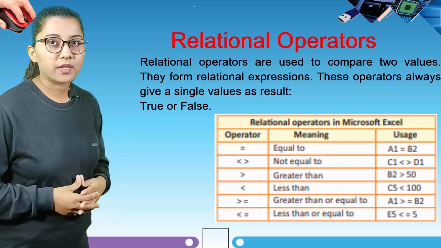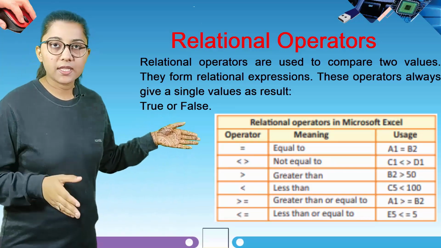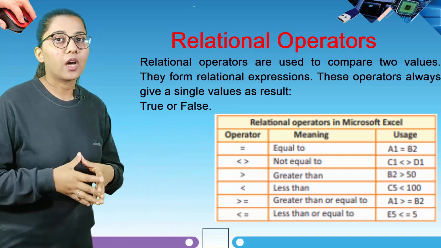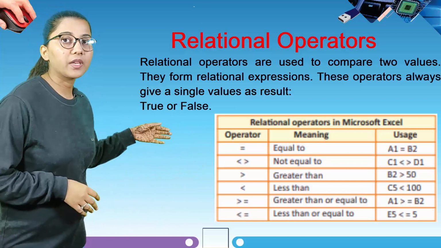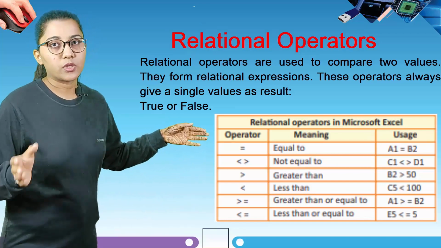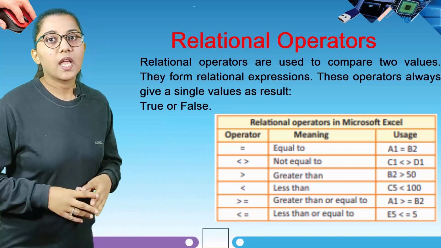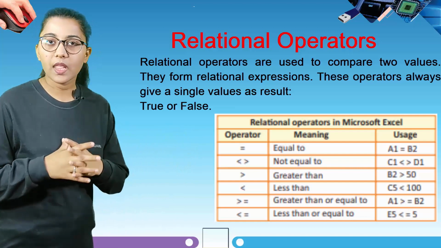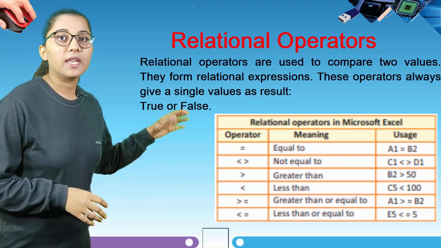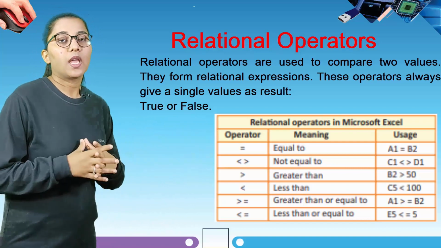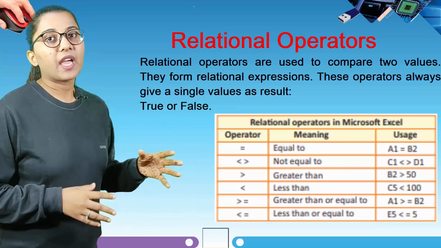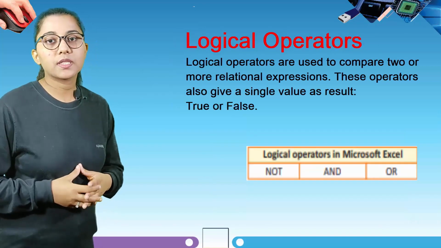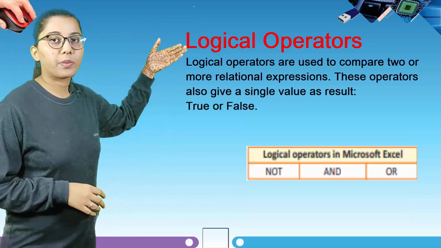Then our next operator is less than, and its usage is C5<100. Then we have the operator greater than or equal to, its usage is A1>=B2. Then our next operator is less than or equal to, and its usage is E5<=5. So students, let's learn about logical operators.